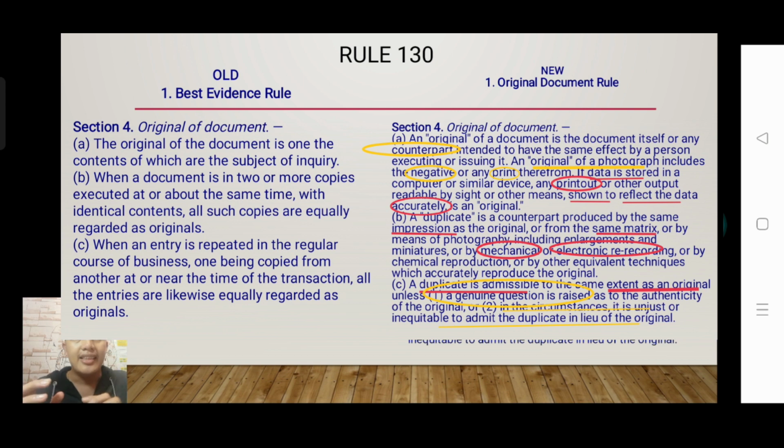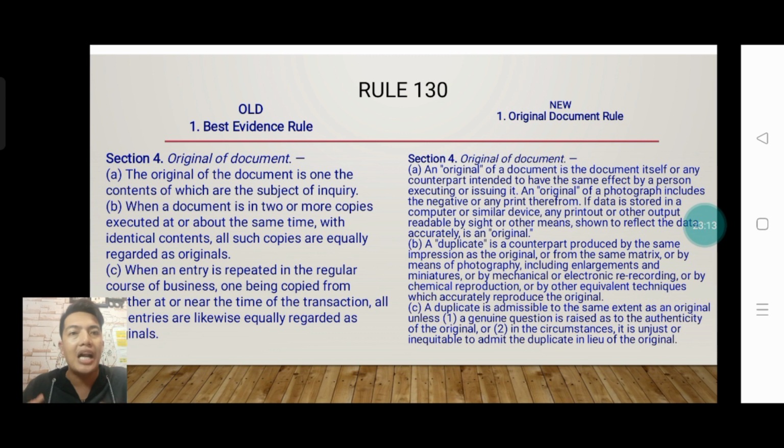Meaning to say, there was a duplication to be considered as an original, produced by the same impression as the original, as to from the same matrices or by miniatures or by mechanical or electronic recording or by chemical reproduction or other equivalent, to be considered as a duplicate or a counterpart to the original. So as an example for that is the photocopy. The photocopy of the original is considered as a counterpart and considered as an original document.